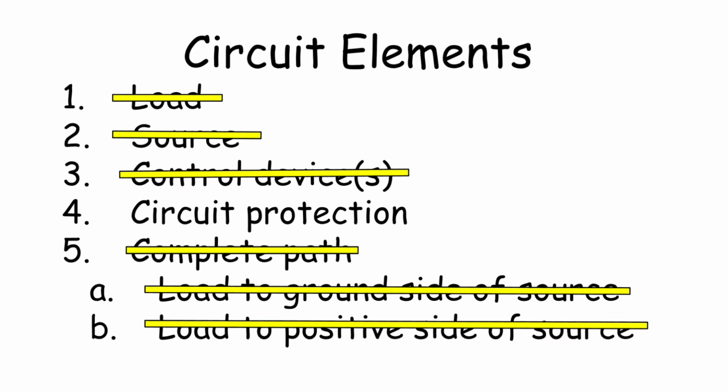And that means we can mark that off of our essential elements list. And isn't the fuse a circuit protection device? You bet it is, so we can mark that one off as well. But we're not done yet. Now we have to go figure out what causes the relay switch to close.